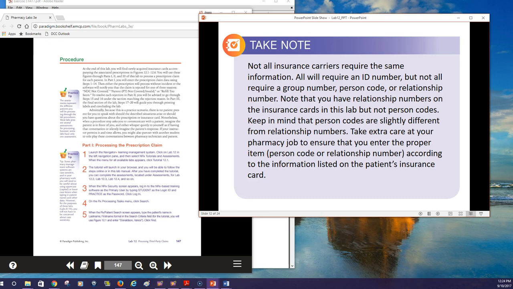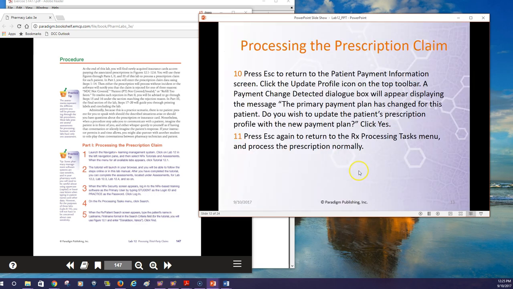Not all insurance carriers require the same information. All will have an ID number, but not all will have a group number. They may not have a person code or a relationship number. Note that you have a relationship number on the insurance cards, but not person codes. Keep in mind the person codes are slightly different from relationship numbers. Take extra care on your pharmacy job to ensure that you enter the proper item, person code, or relationship number according to the information listed on the patient's insurance card.